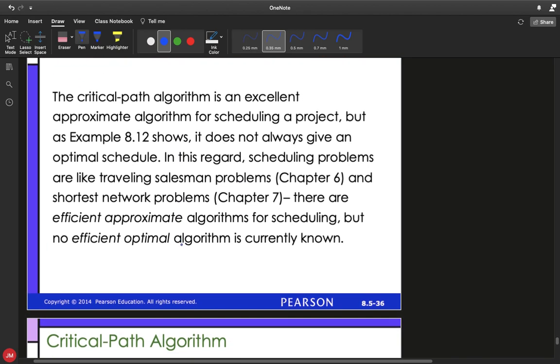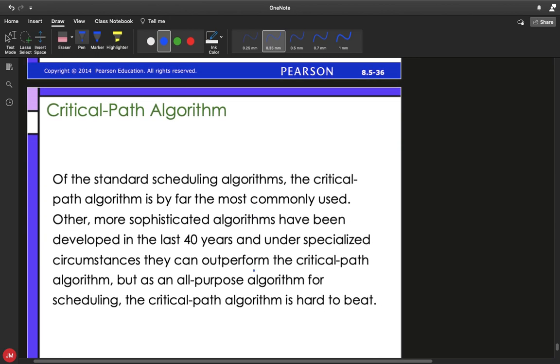So just like we saw in Chapter 6 with traveling salesman problems and Chapter 7 with network problems, we have these efficient algorithms which are also approximate, meaning that they are not optimal, but they're the best we have. There is no efficient algorithm that's also optimal that we currently know of. So at this point, that's kind of the best that we've got.